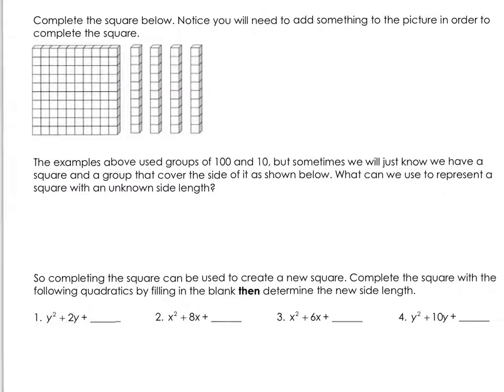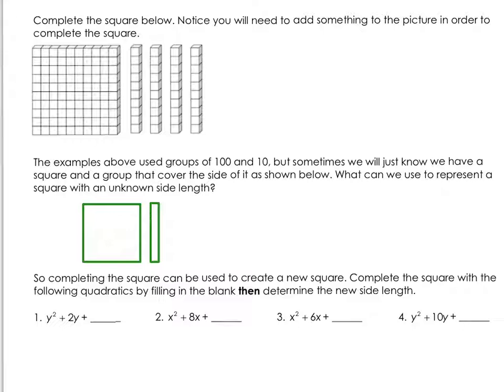And these examples that we talked about were groups of 10. This was a box with 100, and this was a group of 10. But sometimes we'll just know we have a square. We don't necessarily know that it's 100, but we know that it's a square shape. So, in other words, it's the same on both sides. And a group that covers the side of it, as we're going to show below in this picture here, that I want you to add to your notes.